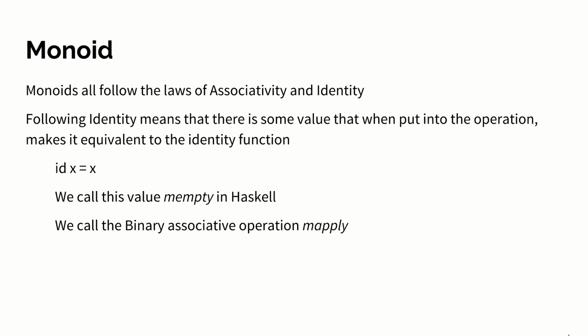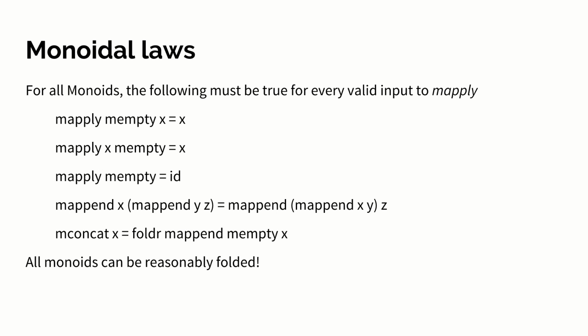If you recall, id x always returns x. Identity only ever returns what is given to it. The value that causes the binary associative operator to behave in this way is often referred to as mempty. The associative operation itself is generally referred to as mappend. So in particular, if we have a binary associative operation and a valid mempty value for that operation, we have a monoid.